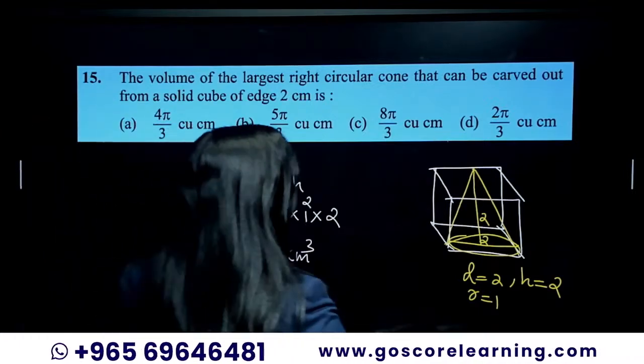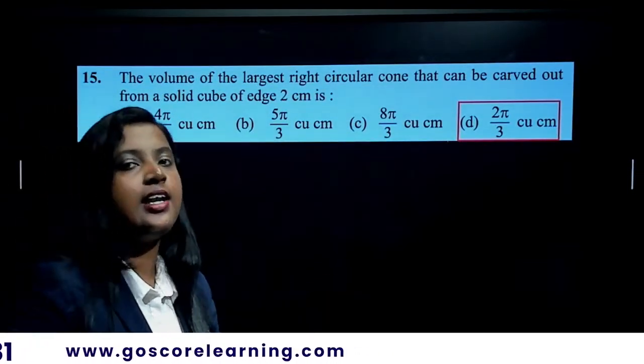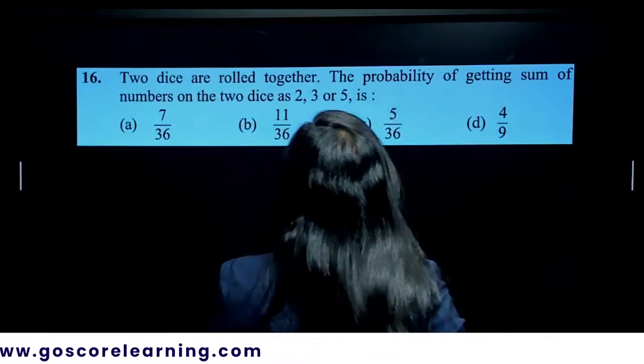Okay, so which is the correct option? 2 pi by 3 or 2 by 3 pi cubic centimeter. Option D is the correct answer. Okay, moving to the next one.